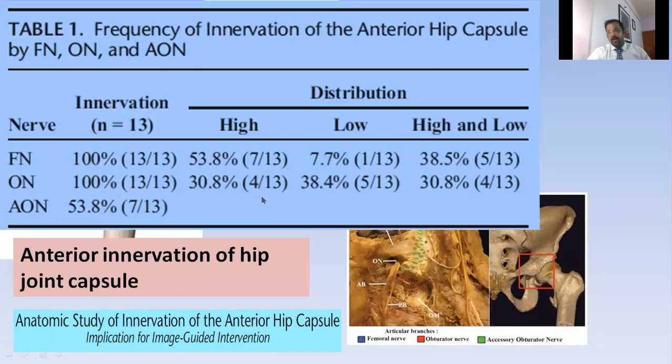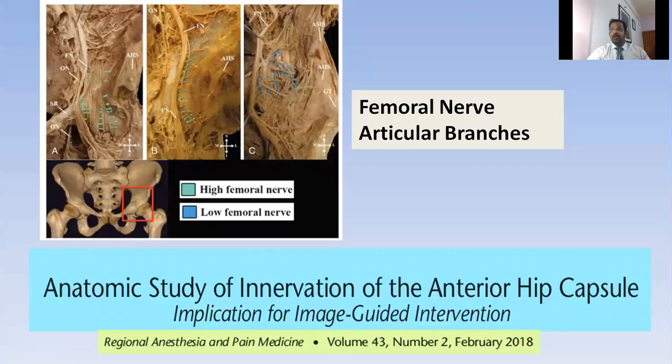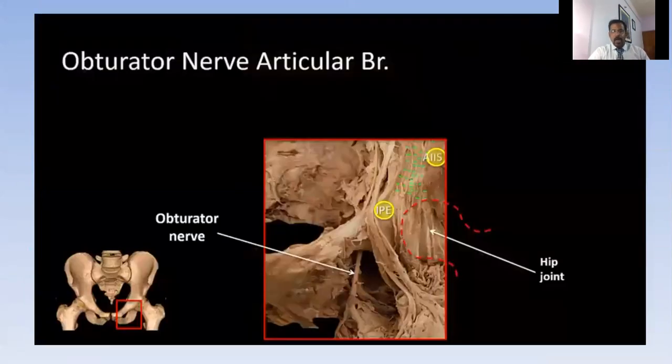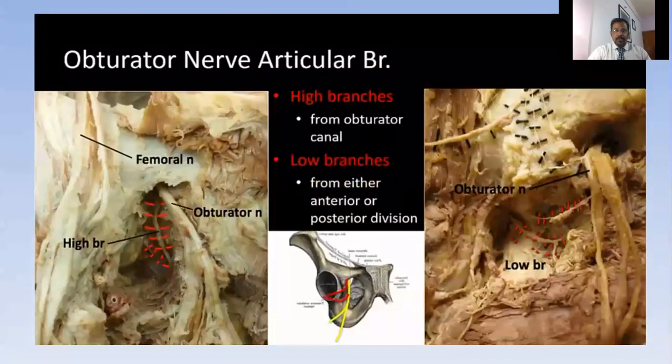And in obturator, it is equally almost divided between the high, low, and high and low branches. Now, the femoral nerve has two branches, the high femoral branches and the low femoral branches. And the obturator nerve has a high branch which arises directly from the obturator canal, that is from the common obturator nerve, and low branches, they may arise either from the anterior or posterior division. And the high and low branches have almost equal contribution to the anterior hip joint capsule.